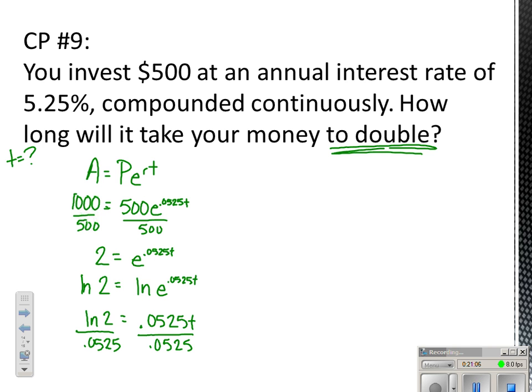And this is where you have to grab your calculator. Punch in natural log of 2 and divide it by 0.0525. And you're going to get 13.2. So it's going to take us 13.2 years to double our money. Okay, so I didn't think that one was too bad of a story problem.